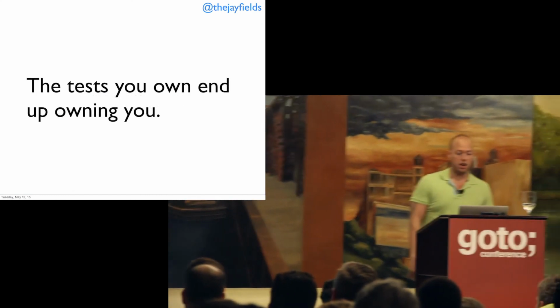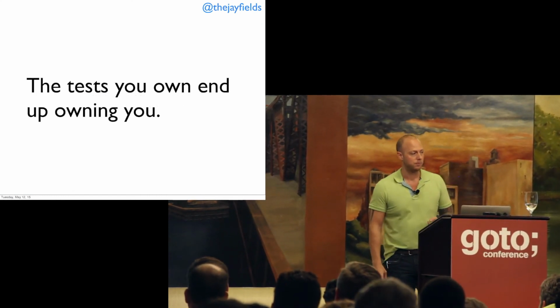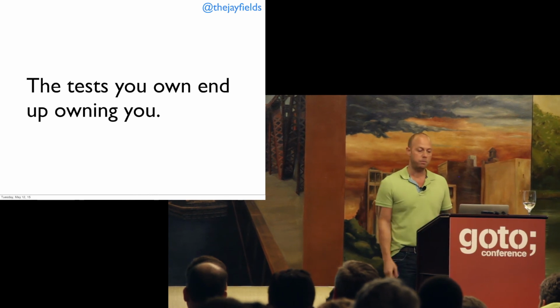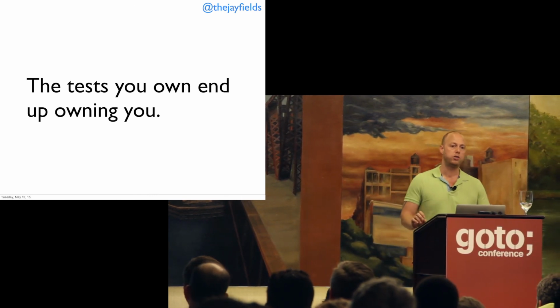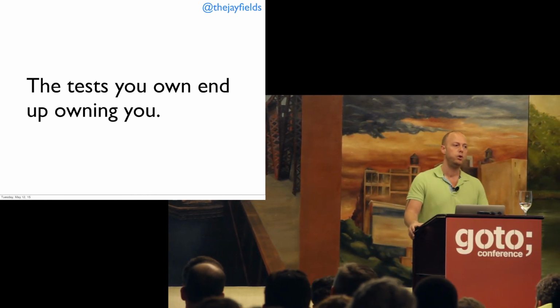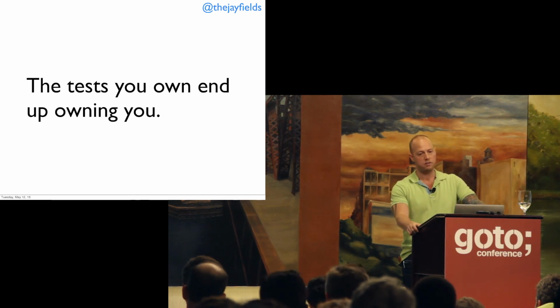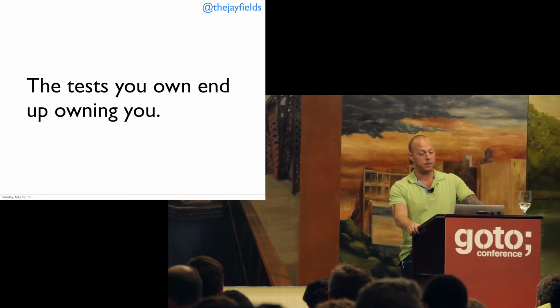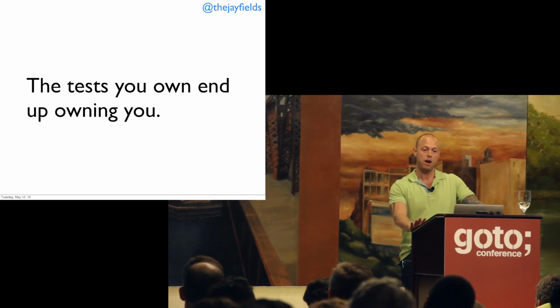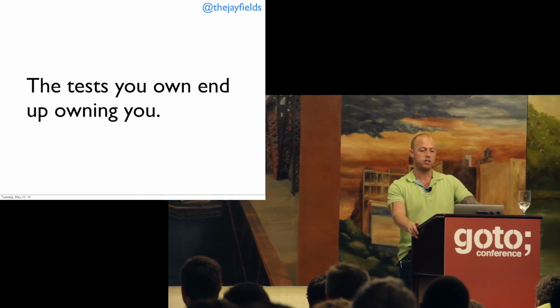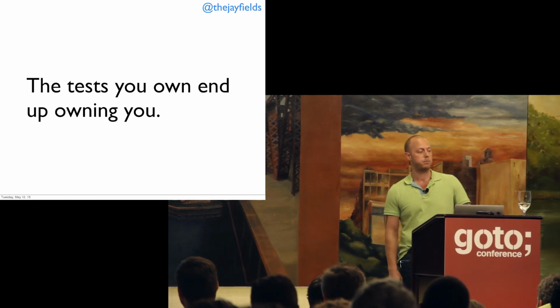Wrapping all this up, the tests you own end up owning you. It's another cute little quote from Fight Club, but it couldn't be more true. Every line of code you write has some type of return on investment. It's either positive or negative. Maybe it's flat. But more than likely, it's positive or negative. You have to own every single line of code in production, but also in your tests. So look at your tests from an ROI perspective.